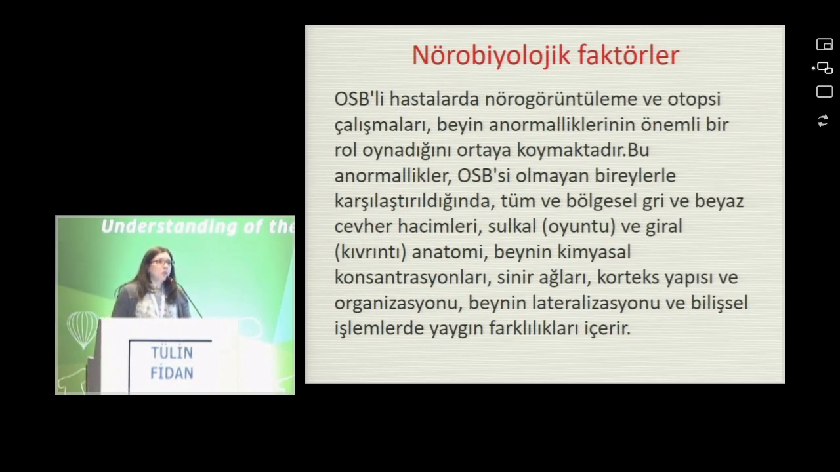Neurobiologic factors, especially neuroimaging and autopsy studies in patients with autism spectrum disorder, suggest that brain abnormalities play an important role. Without a doubt, autopsy studies give very important results, and on the microscopic level there are many differences that have been detected thanks to autopsy studies. These abnormalities include diffuse differences in total and regional gray and white matter volumes.